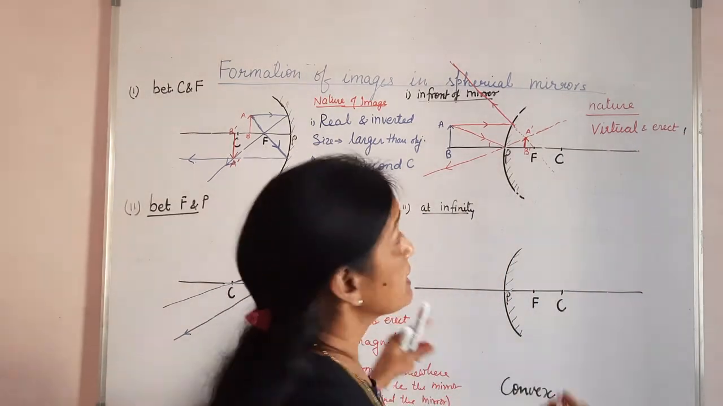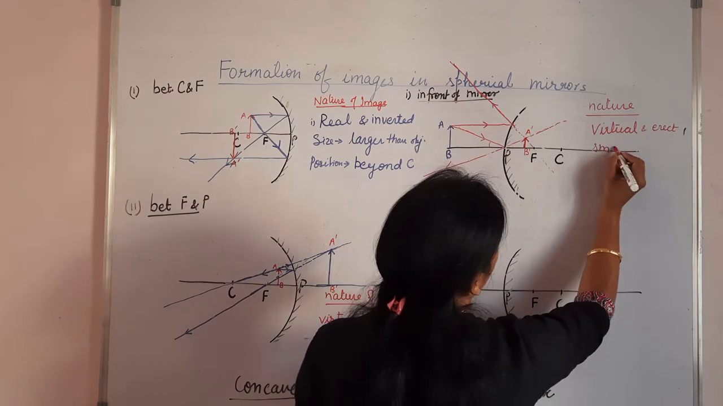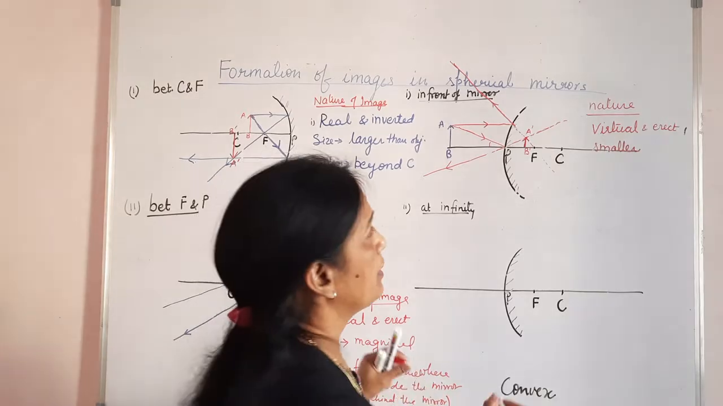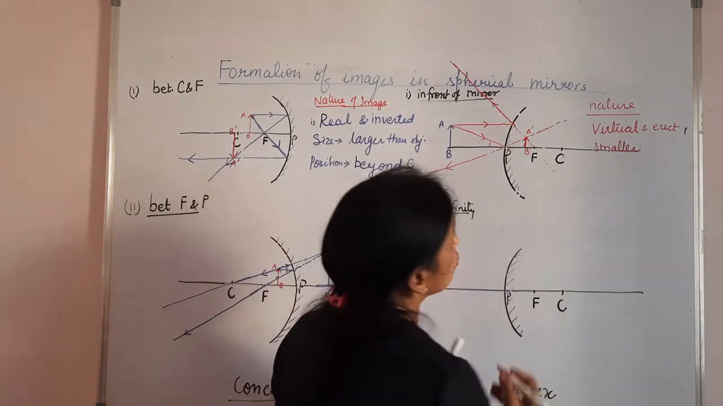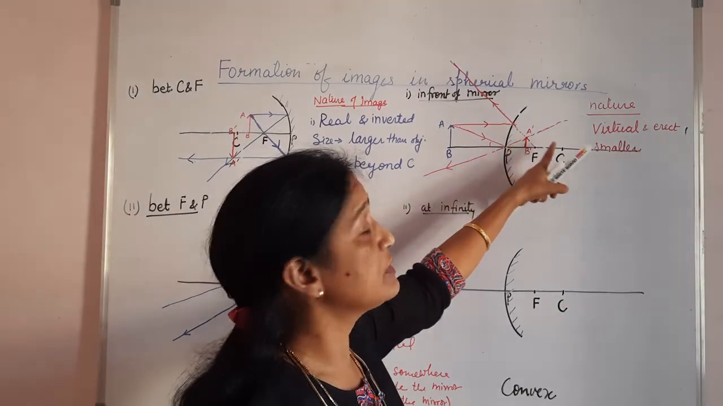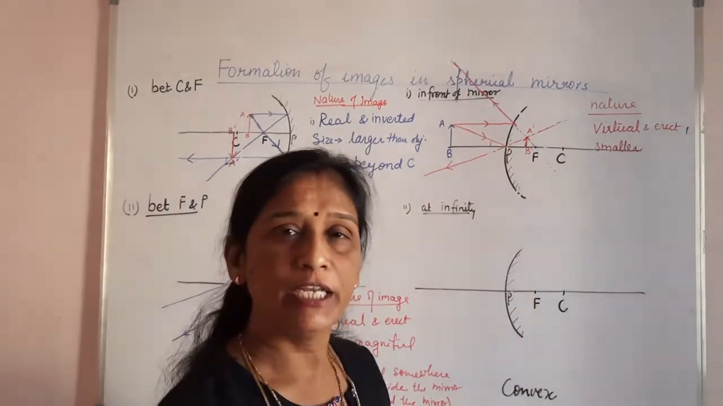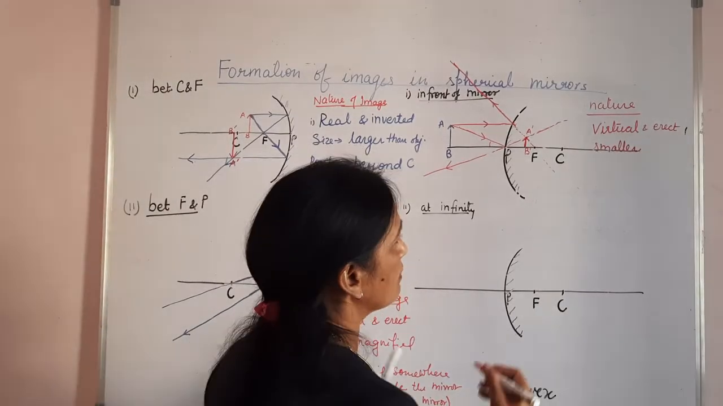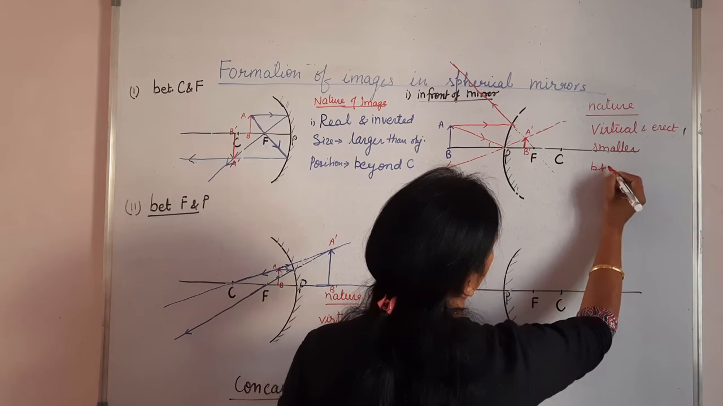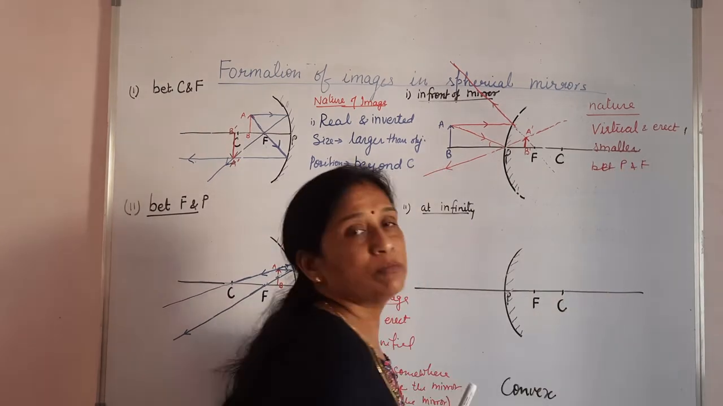Then regarding the size, so size is, see this, it's smaller, it's diminished. ठीक है, ये smaller है, object से काफी छोटा है. And its position, तो position कहाँ है? अगर हम ऐसे देखें, हमने यहाँ पे अगर P, F, C points दिए हुए हैं, so it is forming somewhere between P and F. Okay, it's forming somewhere between P and F. P और F के between यहाँ पे इमेज बन रहा है.